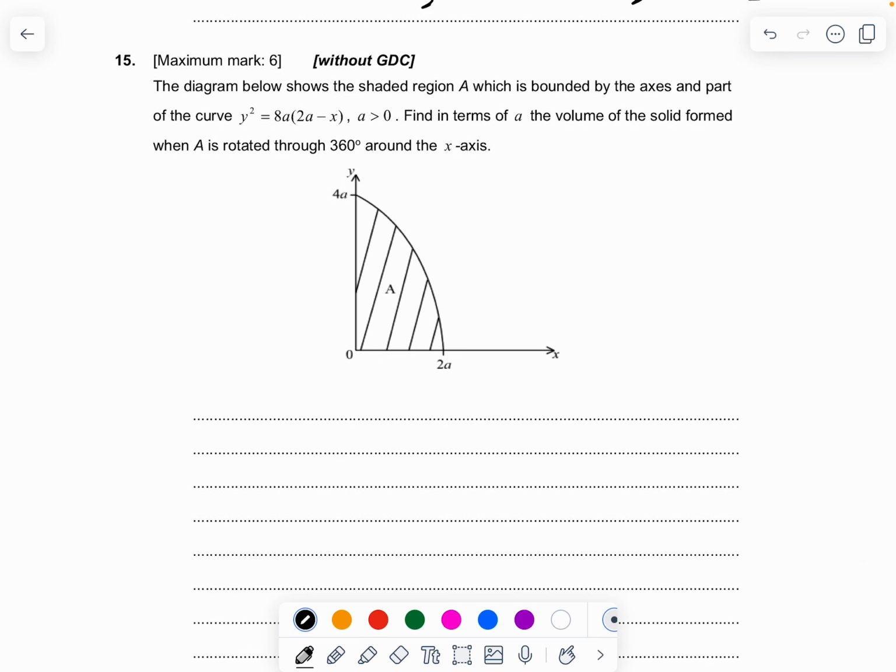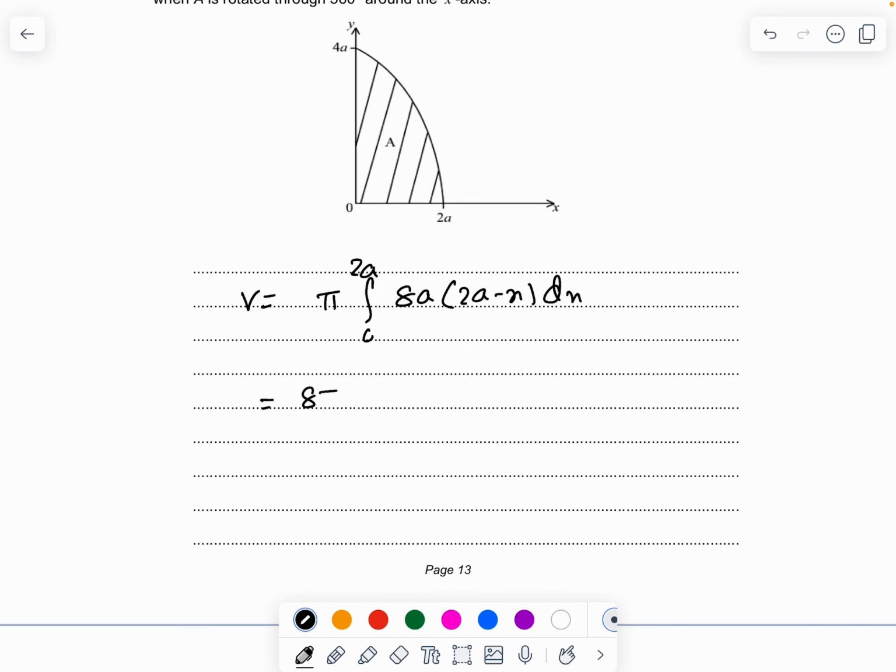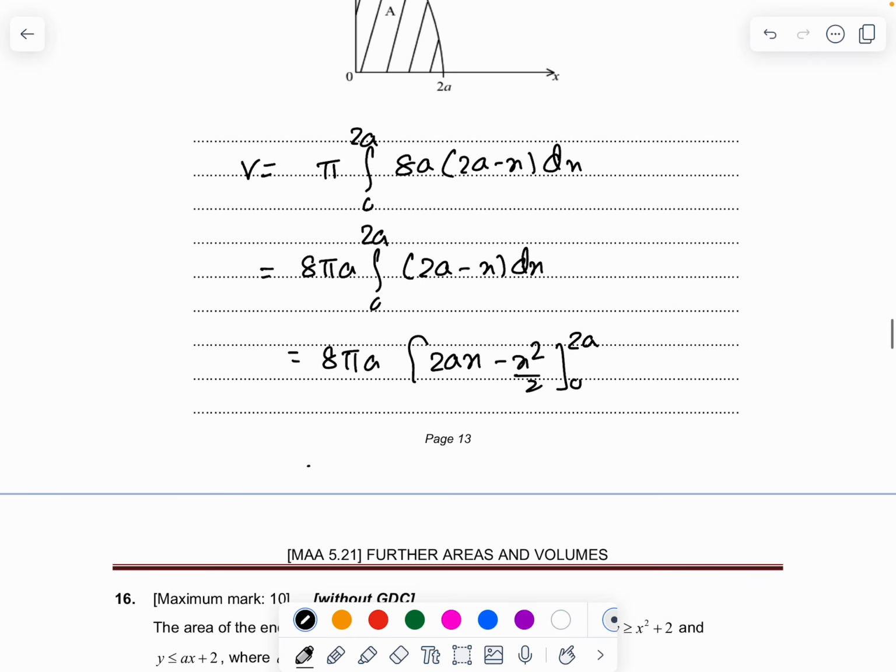Question number 15. Again volume, pi integral 0 to 2a of 8a times (2a minus x) dx. Already it is y square, so no need to square it further. So it becomes 8 pi a integral 0 to 2a of (2a minus x) dx. So it becomes 8 pi a times (2ax minus x square by 2) from 0 to 2a. So it becomes 8 pi a times (4a square minus 2a square), which is 8 pi a times 2a square, or else 16 pi a cube.